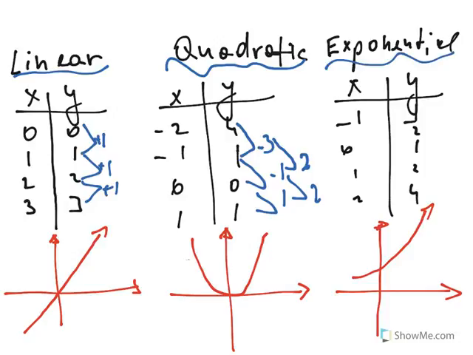Let's see what's going on in the exponential graphs. The difference in the y values follows a pattern similar to the y values. If you take the second value and divide by the first value, 2 divided by 1 gives you 2, and here gives you 2, and 4 divided by 2 gives you 2. So it looks like in this case we are multiplying by 2.